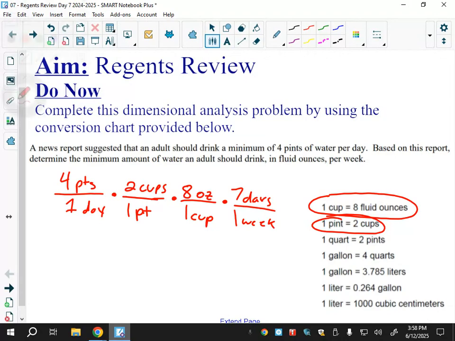Now to check that everything cancels, I like to go through and just make sure, oh, pints and pints cancel, cups and cups cancel, day and day cancel, and we'll be left with ounces and weeks. Now all we need to do is multiply everything in the numerator, multiply everything in the denominator. So in our numerator, that's 4 times 2 times 8 times 7, which gives us 448 ounces. And in our denominator is all 1, so that would be 448 ounces per week.